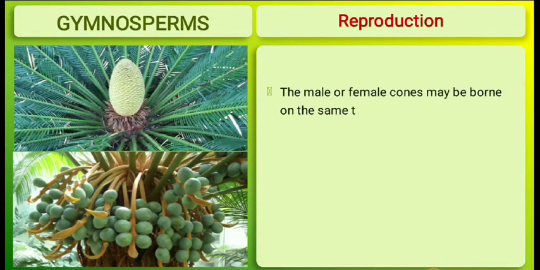Male or female cones may be borne on the same tree. So remember, this is monoecious, and Cycas is dioecious; I already told you the meaning. Monoecious means on one plant both male and female sex organs are present, and when the male sex organ is present on one plant and the female sex organ is present on another plant, such a condition is called dioecious, which is present in Cycas.